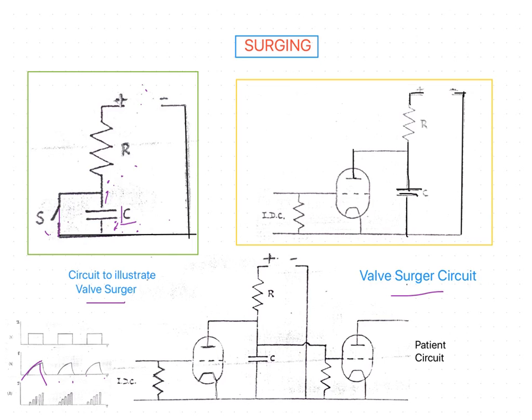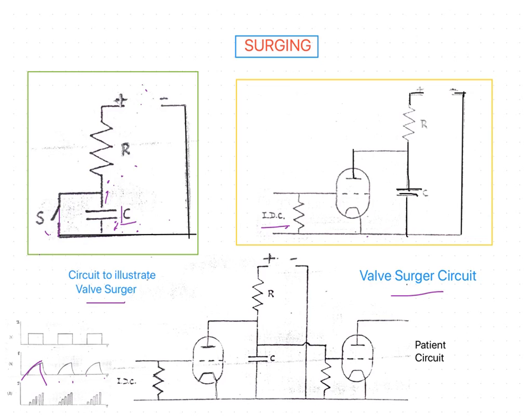Now we are going to use this triode valve instead of the switch here. That becomes the valve surger circuit. Now we will see the working of this valve surger circuit. In the circuit, a triode valve replaces the switch. It is connected to the source of interrupted direct current.